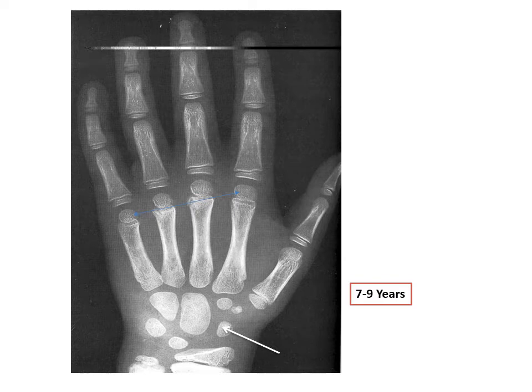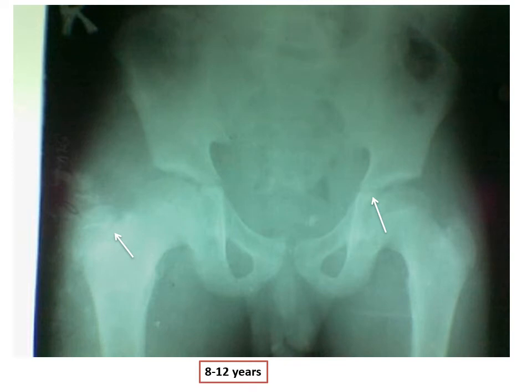So this is the base of the first metacarpal below the 2 phalanges of the thumb, and the heads of other metacarpals are present below the phalanges of the other fingers. And this child's X-ray gives us an idea of the 7 to 9 years.